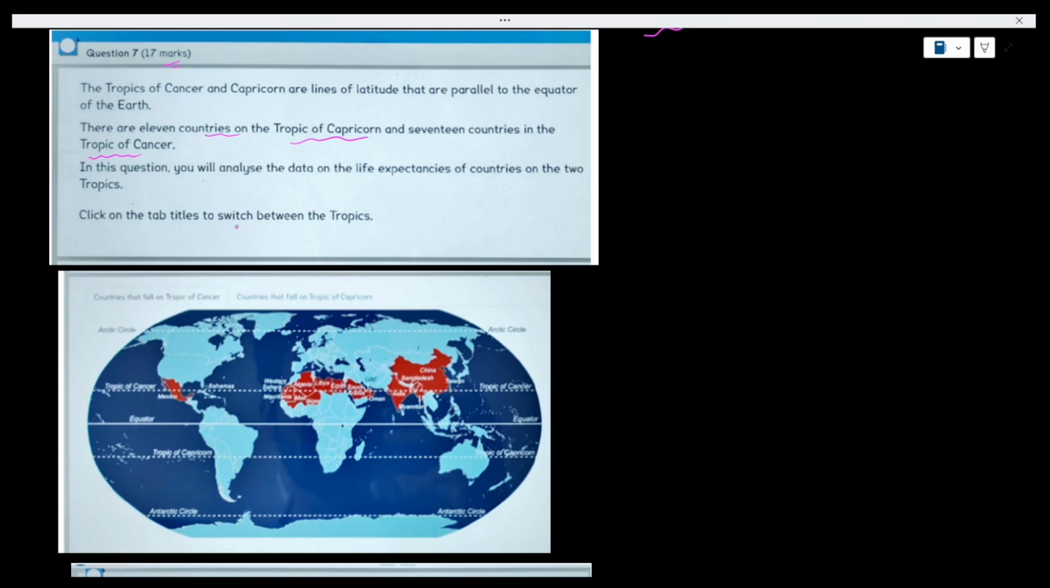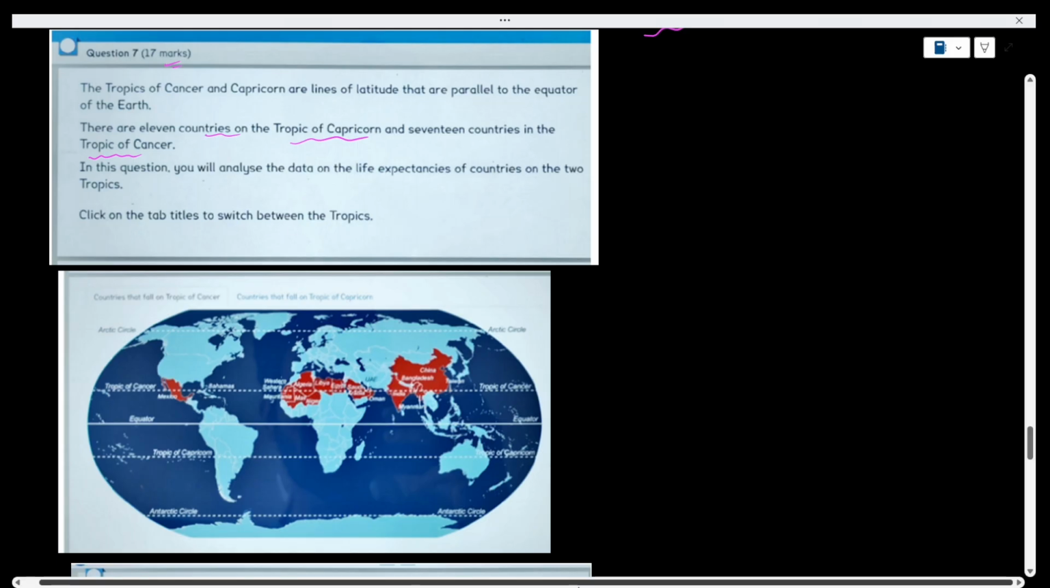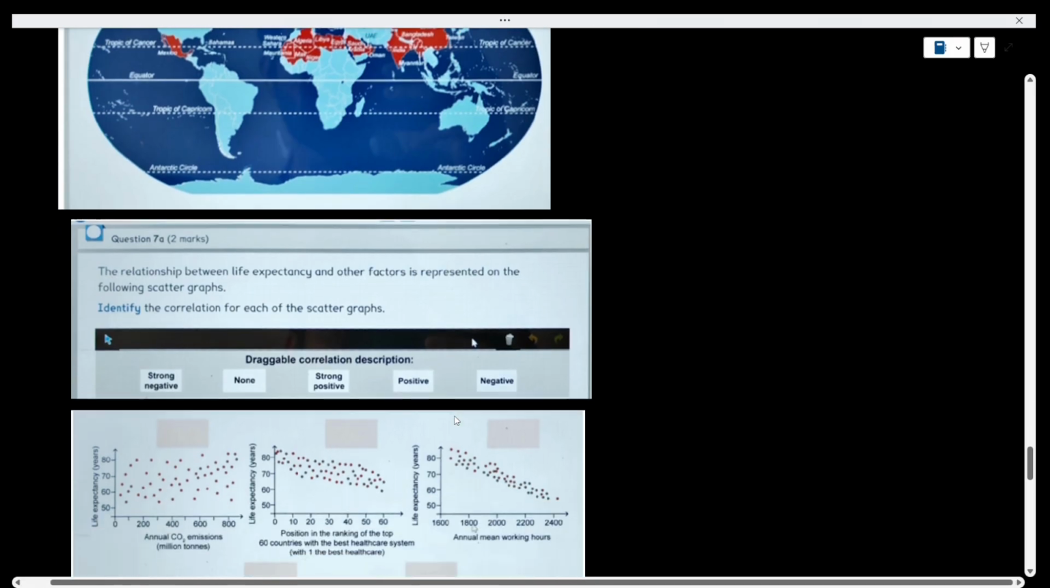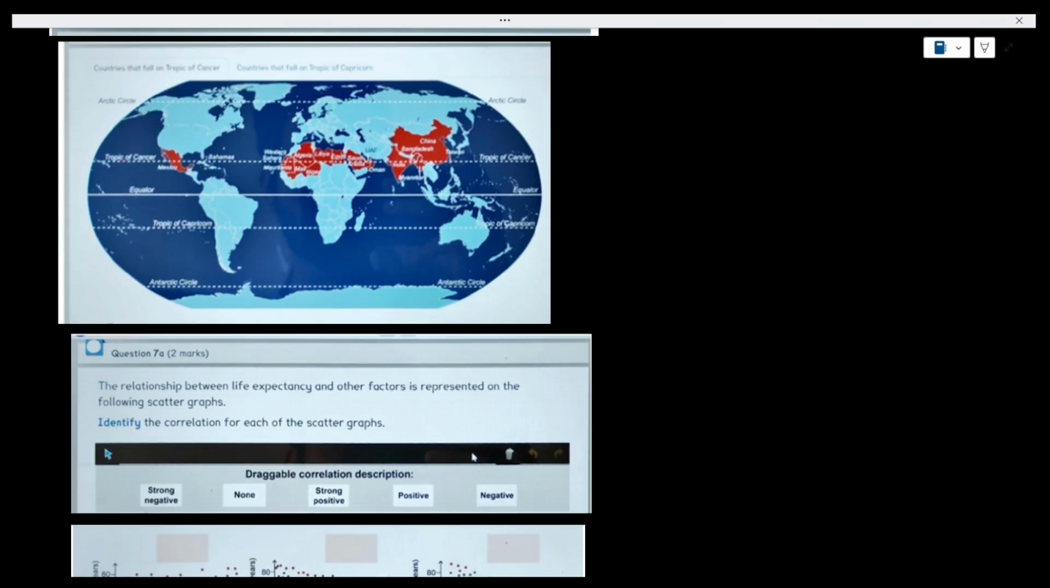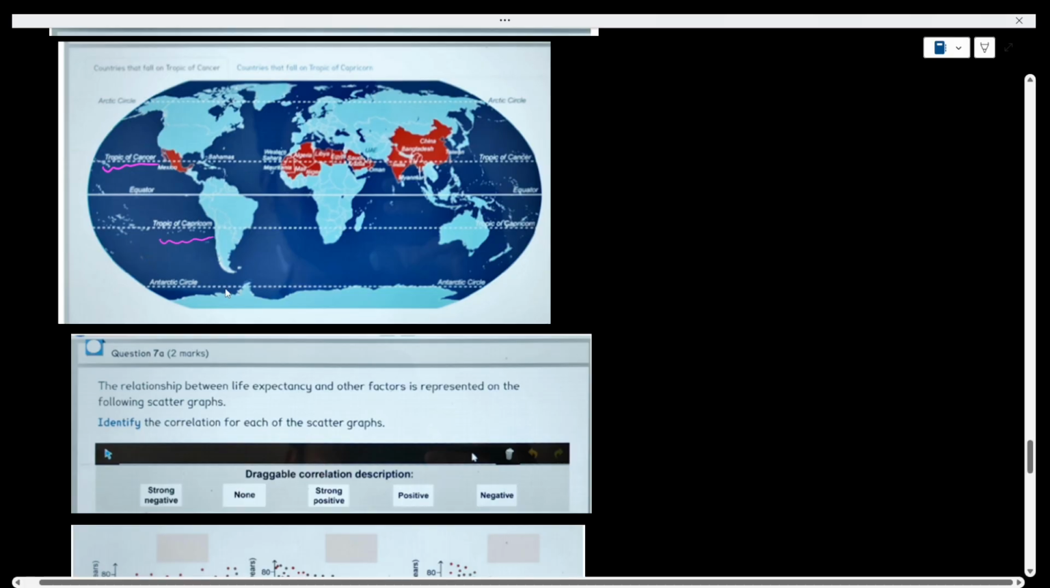Click on the tab title to switch between the tropics. So there you will have the online tab where you can switch to see the countries which are there. It's parallel to here. You can see Tropic of Cancer, and here it is Tropic of Capricorn, right? Now, what is given here? First one, it is the line of best fit.